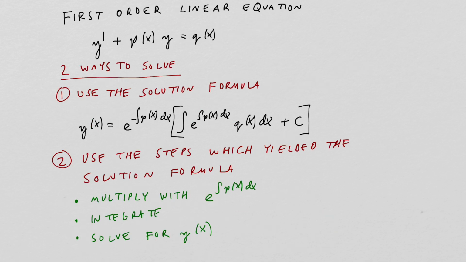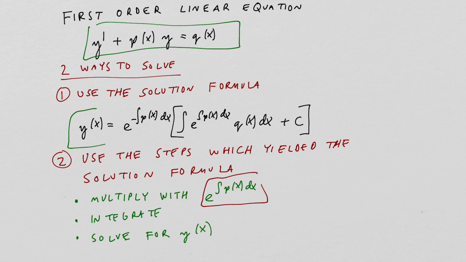So to solve this first order linear equation, we have two methods. If we remember the solution formula, we can directly use that. Or if the formula is too complicated, then perhaps we just remember that we were using this integrating factor, and in that way we got the solution formula.